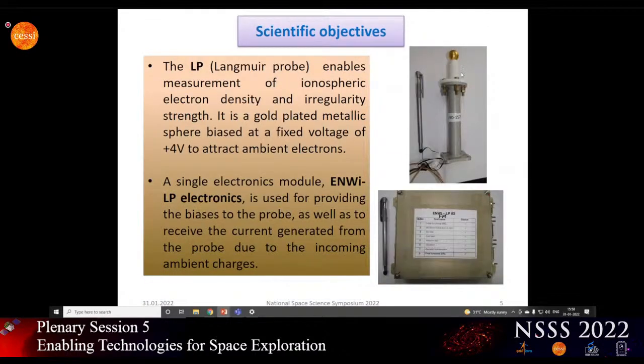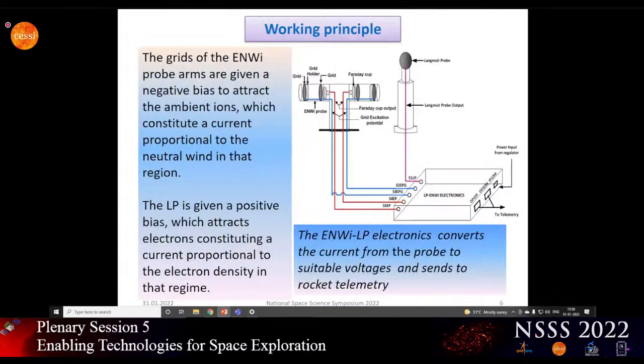The Langmuir probe enables measurement of ionospheric electron density and irregularity strength, and it is basically a gold-plated metallic sphere kept at a fixed voltage of +4 volt, which attracts the ambient electrons. With these two probes, we have a single electronics module, which we call the NVLP electronics, used for providing the biases to the probe, as well as to receive the current generated from the probe due to the incoming ambient charges. So let's see how all this works together.